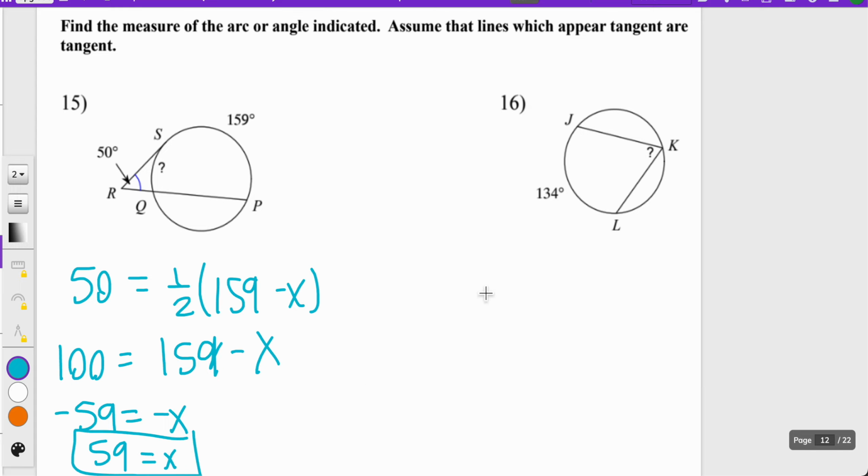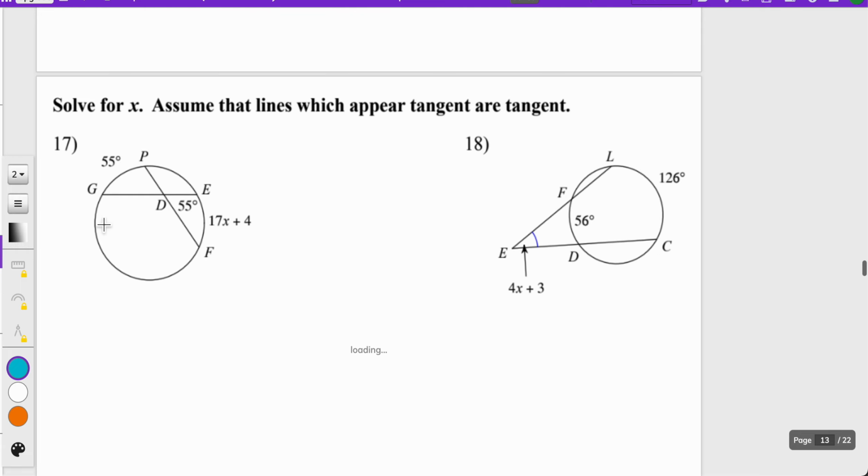Okay. And then 16, this one is just taking 134, and because this is an intercepted arc with an inscribed angle, just dividing that by 2, I'm going to get 67. Okay. Our next section, we're just looking at the evens because this is already enough work anyways, so let's get started here.